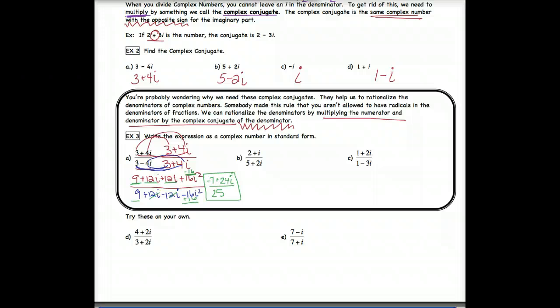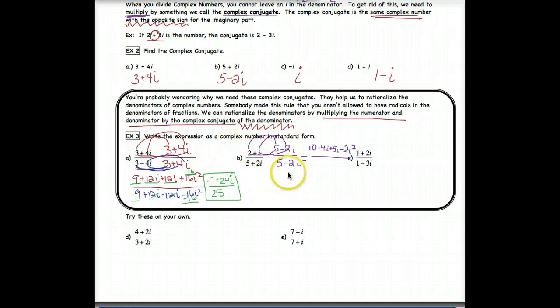All right, I'm going to try that again. Complex conjugate of the bottom, you see it up here, is 5 minus 2i. So I need to multiply by 5 minus 2i on the top as well as on the bottom. So on the top, firsts, 5 times 2 is 10. Outsides, 2 times negative 2i is negative 4i. Then insides, 5 times i is 5i. And lasts would be i times negative 2i, so negative 2i squared.